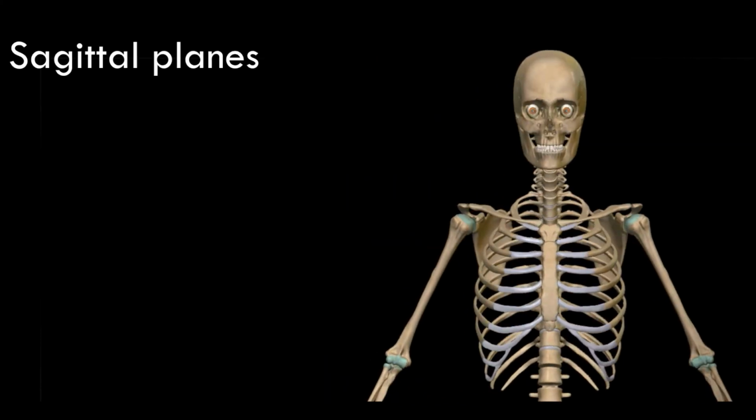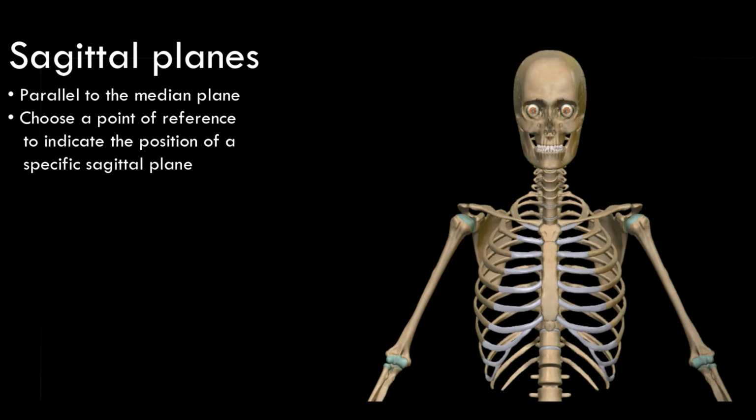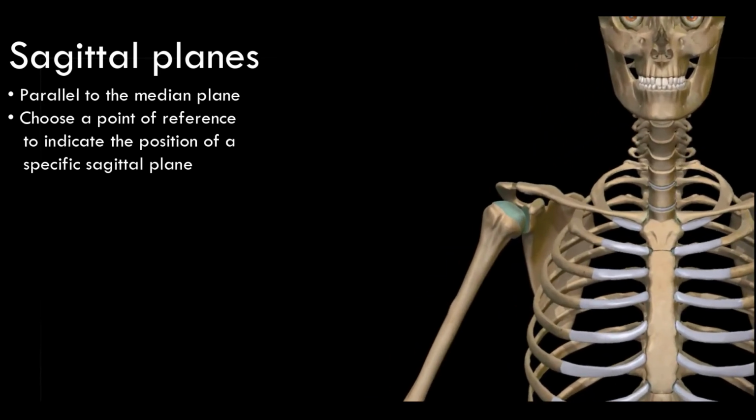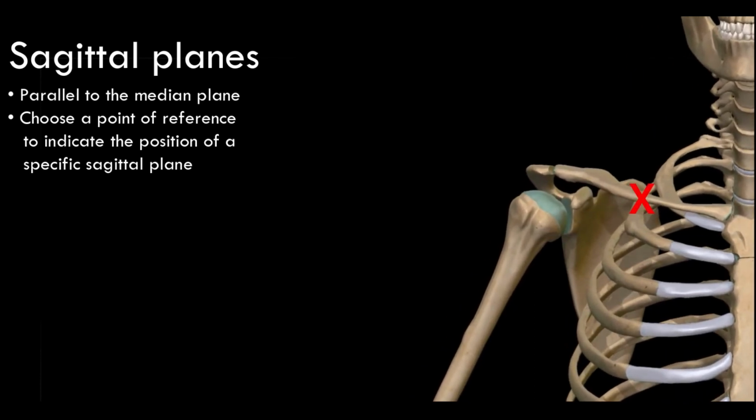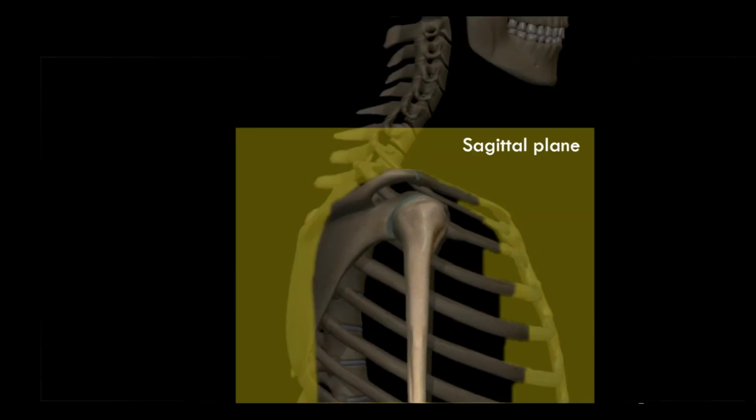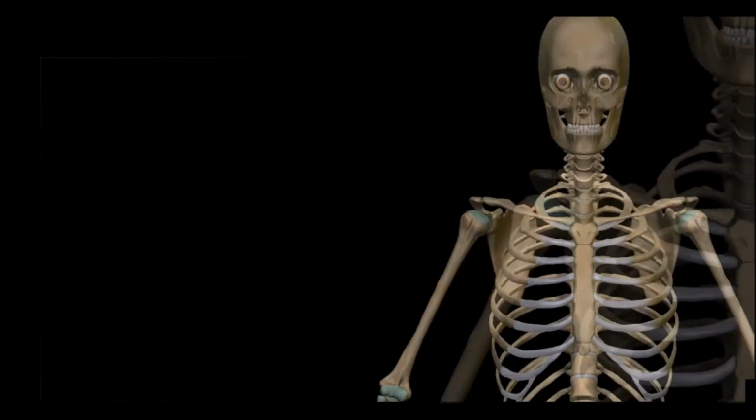Sagittal planes are also vertical planes passing through the body and parallel to the median plane. Always keep in mind it is more helpful to give a point of reference to indicate the position of a specific sagittal plane. For example, a sagittal plane through the midpoint of the clavicle.